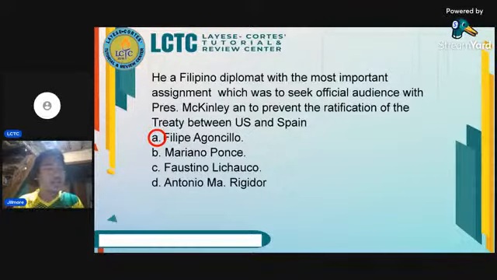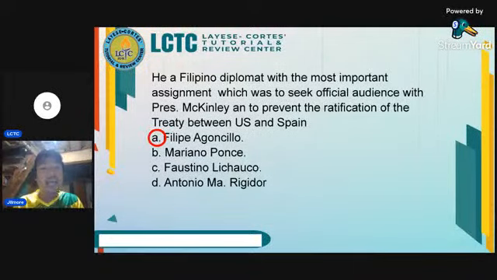Now, remember that when the Treaty of Paris was being signed on December 10, 1898, okay? Signed but not yet ratified. It was signed in Paris, right? Between the US and Spain. But the Peace Committee needs to present it to the US Congress. It has not yet been ratified.